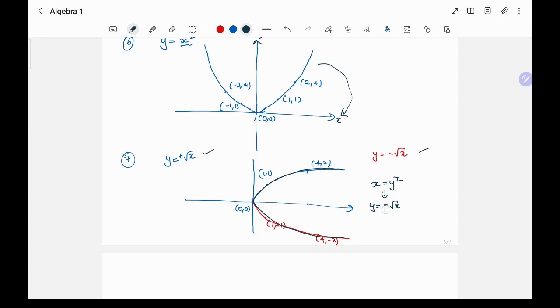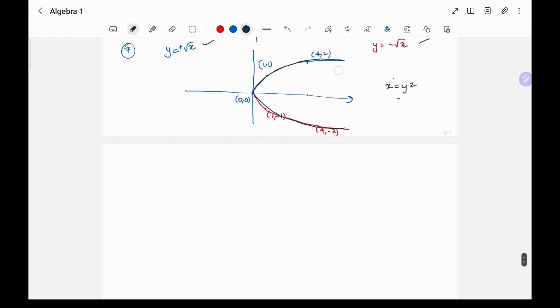So if there is only one part, then only one part of the equation comes. One part of the curve comes. So this equation is also x is equal to y square. So then the parabola shifts to the x-axis. Okay.